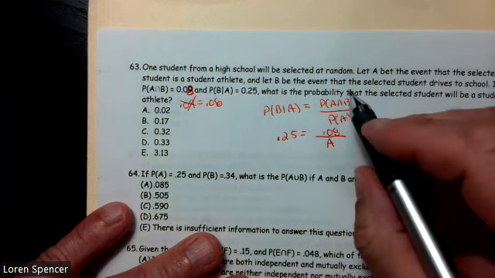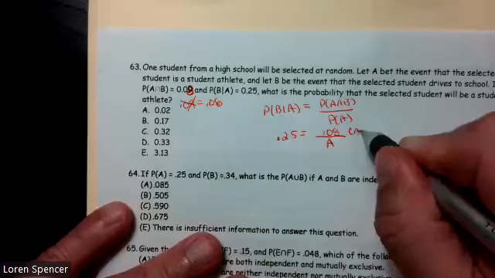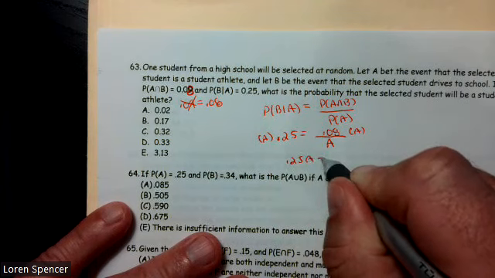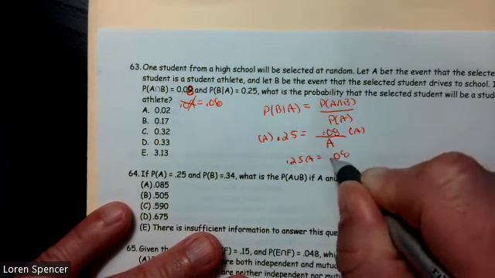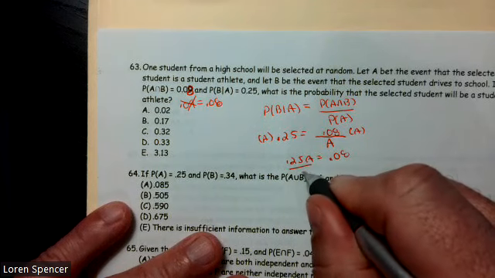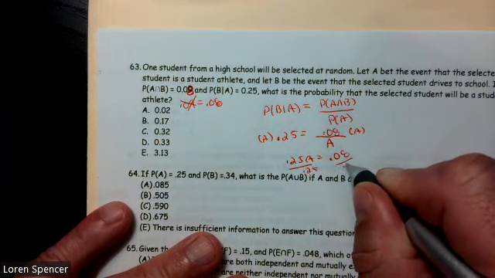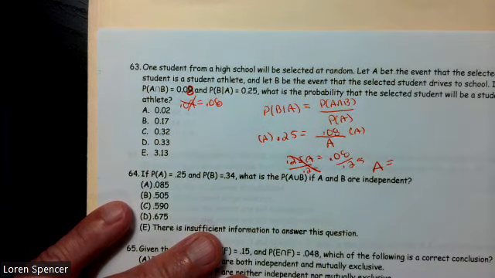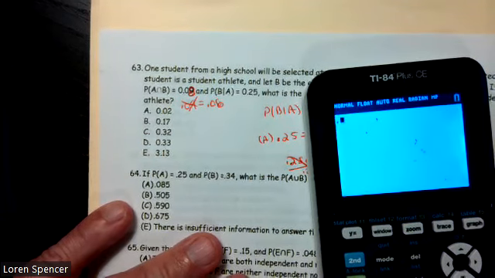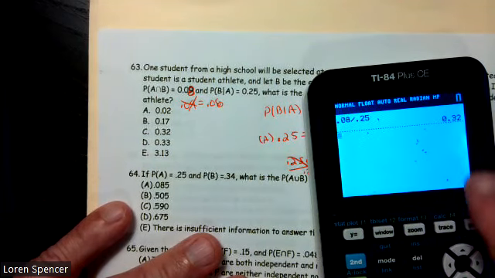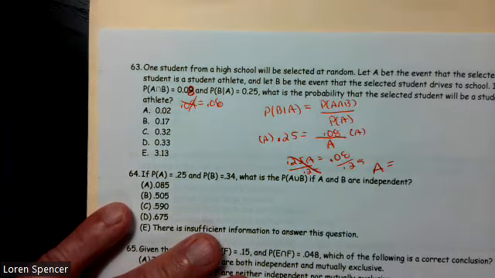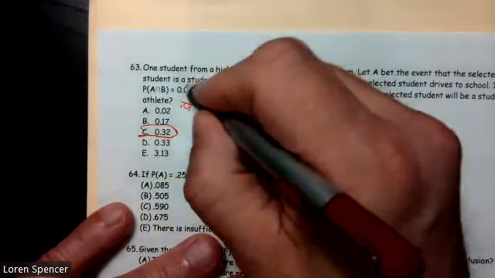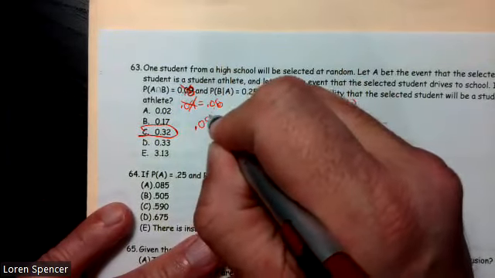Well, if I multiply both sides by A, I end up with 0.25A equals 0.08. Then I divide both sides by 0.25. And I get A equals 0.08 divided by 0.25, 0.32. So my answer choice for 63 is C. But once again, you had to scratch that 0.09 out and make it a 0.08.